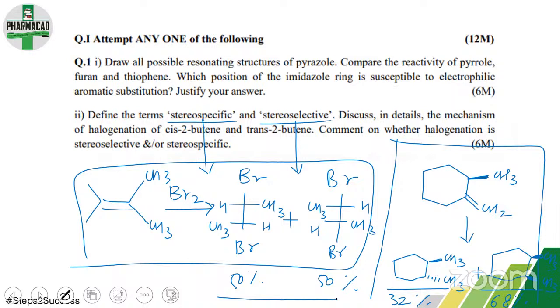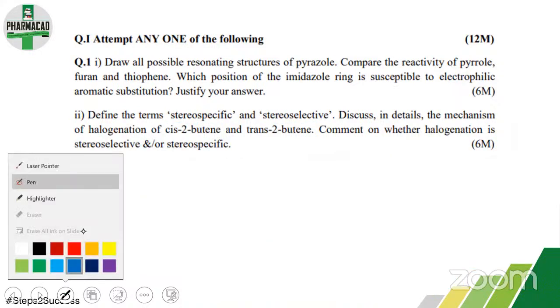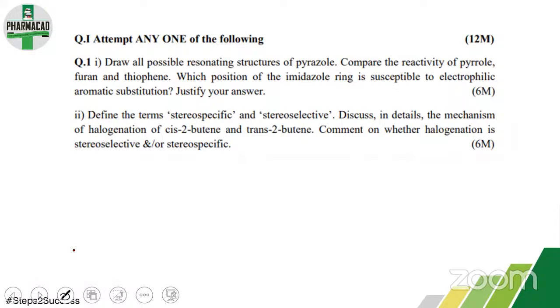Okay. Then they're asking the mechanism of halogenation of cis-2-butene and trans-2-butene. So see, if we have cis-2-butene, it means this, and we are adding Br2. Okay. So what will happen? This lone pair will get shifted onto this carbon atom, this double bond will get shifted onto this bromine, and this bond will get shifted onto this bromine.